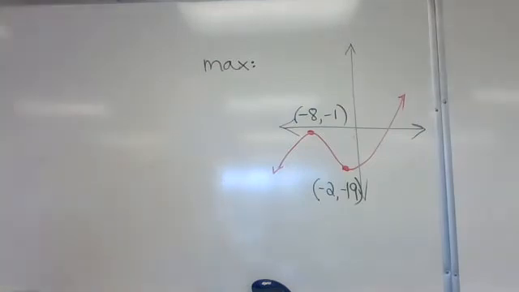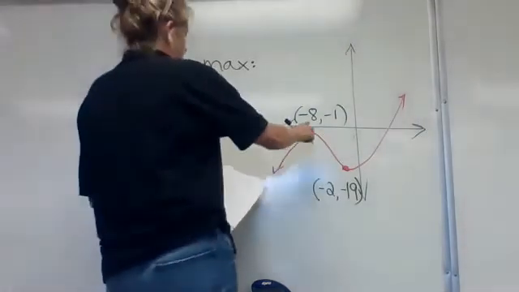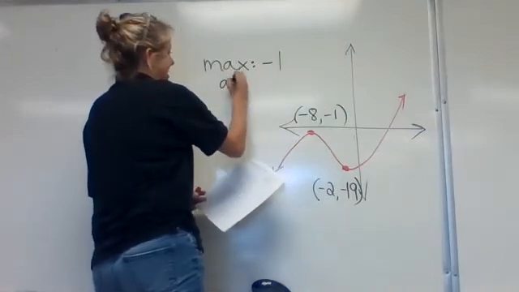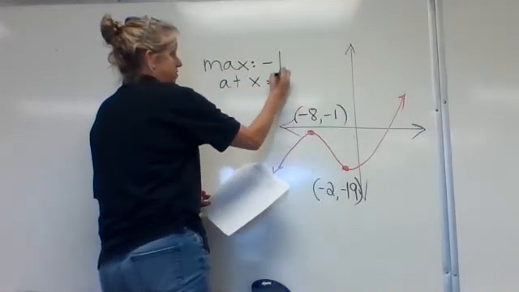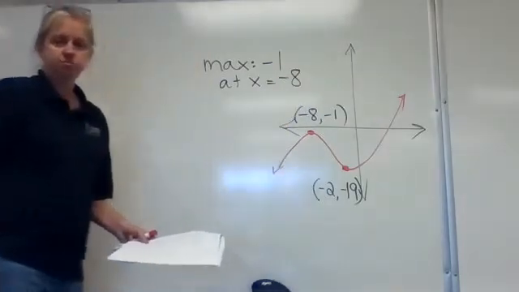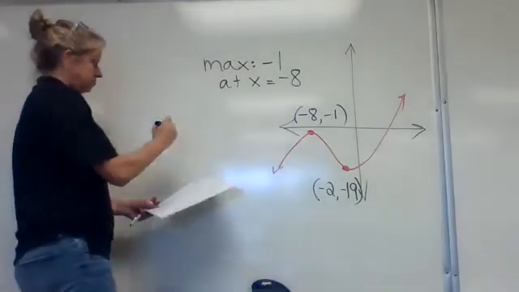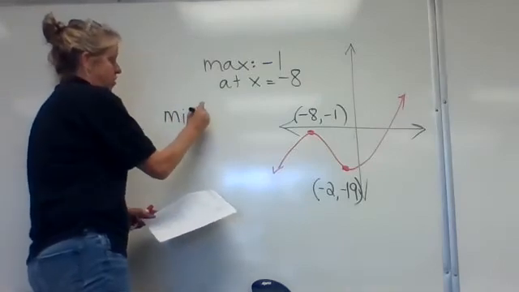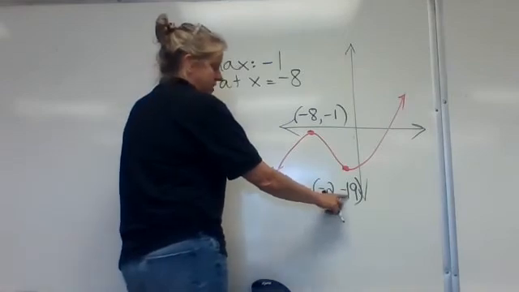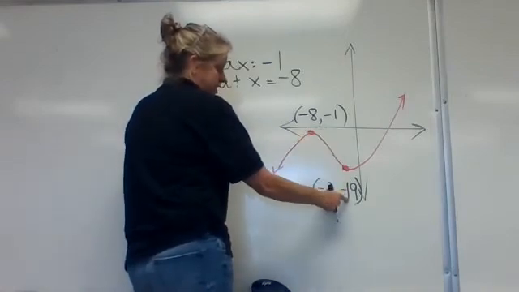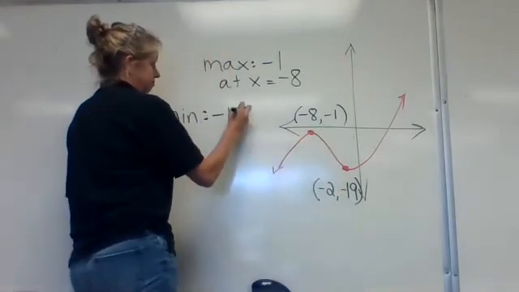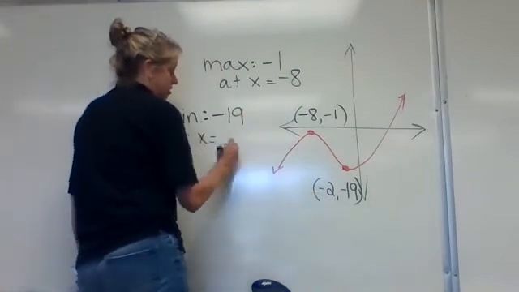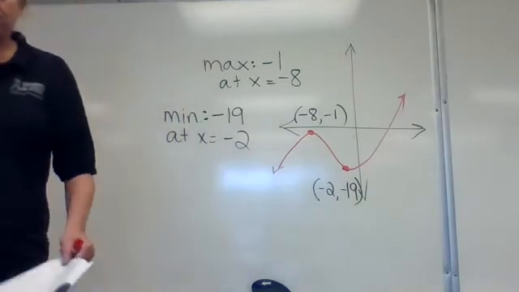And let's see, what is the maximum value? The maximum value is -1, and it's at x equals, that's where your -8 goes. And its minimum value, what's the smallest y in the relative minimum, is -19. And it occurs at x equals -2.